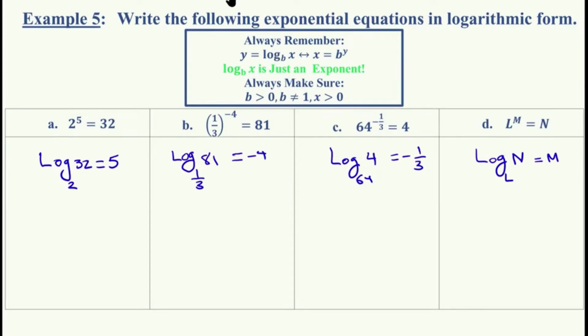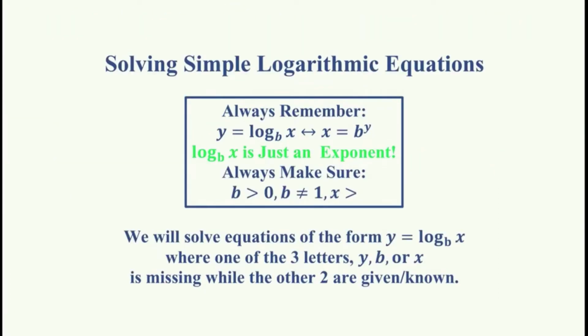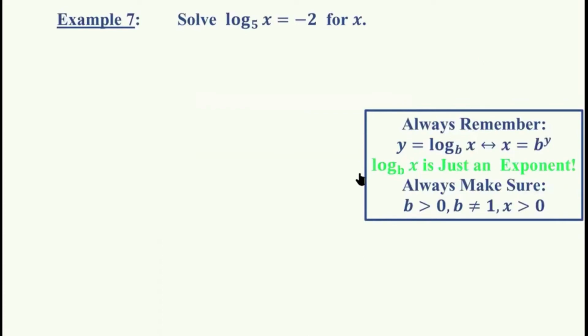Make sure you get completely comfortable with these conversions before we proceed. All right, so now we're ready to go ahead and solve some simple logarithmic equations. Basically, they're going to be of this form, and you see how we have 3 letters involved. One of them will be missing, the other 2 will be given, and we'll be solving for the missing variable. As we start solving equations, we have to make sure that these restrictions are not violated. And of course, we're going to be using our conversion quite heavily as well.